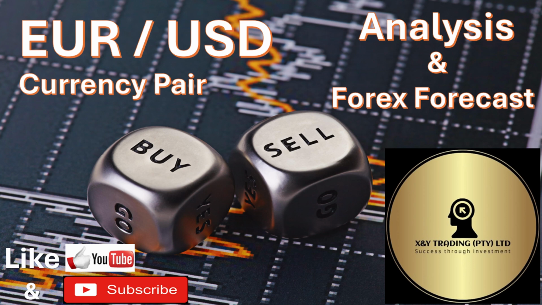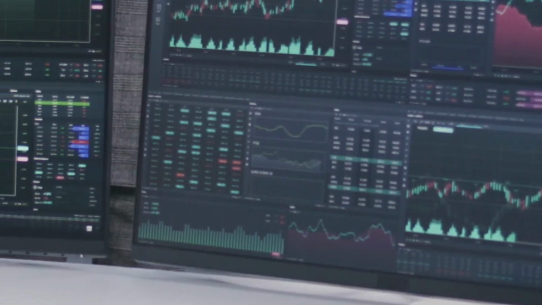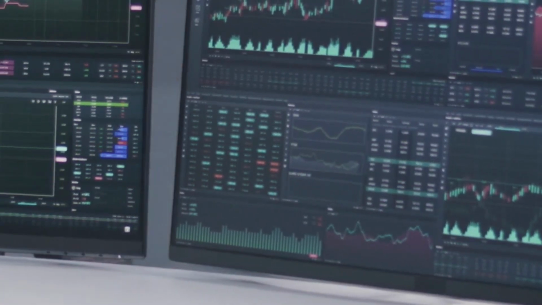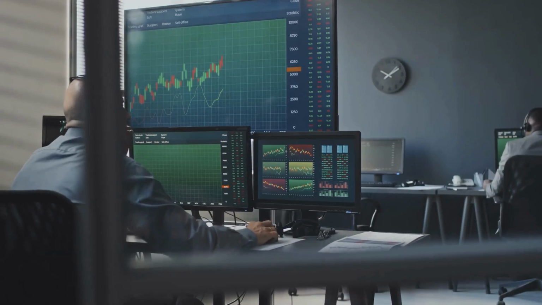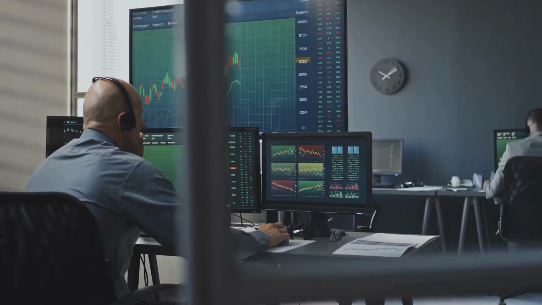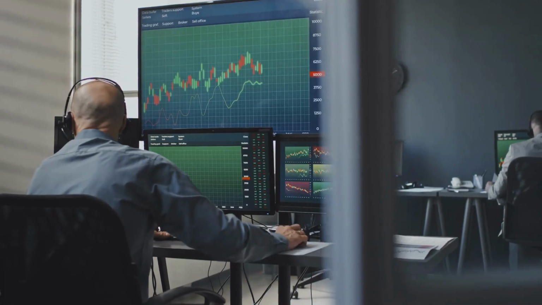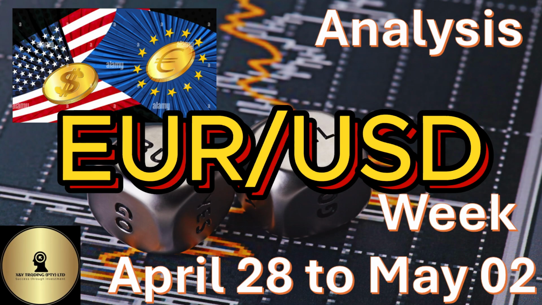Welcome to X&Y Trading's comprehensive analysis of the Euro to US dollar currency pair for the trading week of April 28 to May 2, 2025. With over 27 years of experience navigating the complexities of global financial markets, our team is committed to providing traders and investors with clear, actionable insights grounded in both technical precision and deep fundamental understanding.